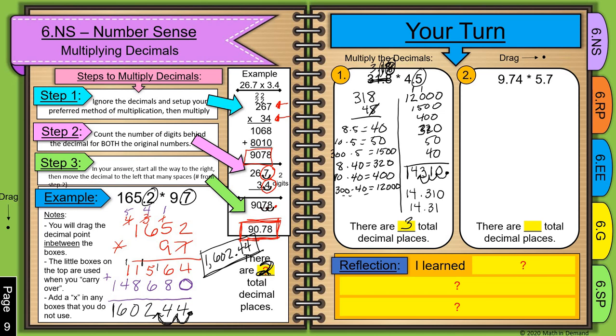Big thing here is remembering, do not line up your decimals, especially when you don't have the same number of decimals behind, or the same number of digits behind the decimal. And do not bring it straight down. Count that number of decimals first.